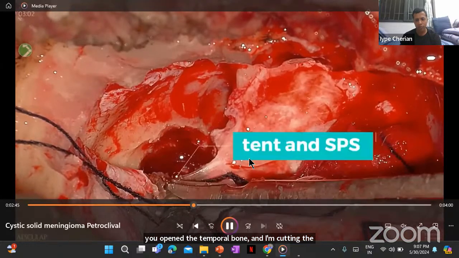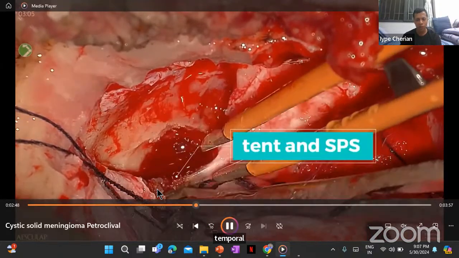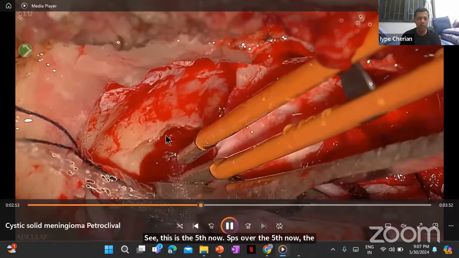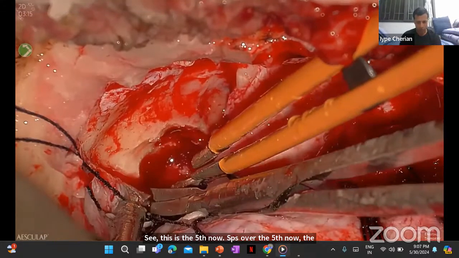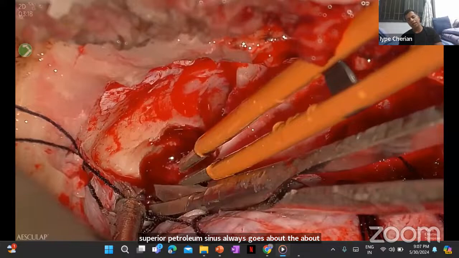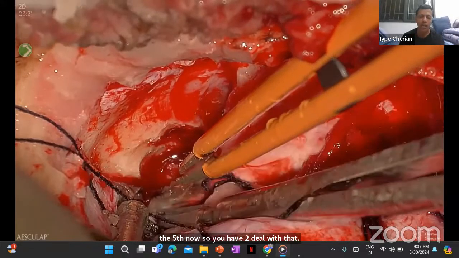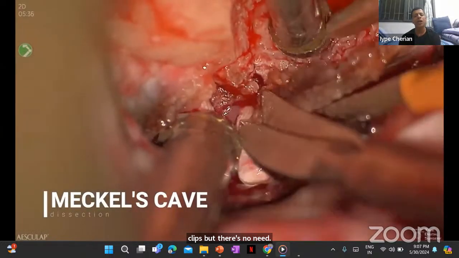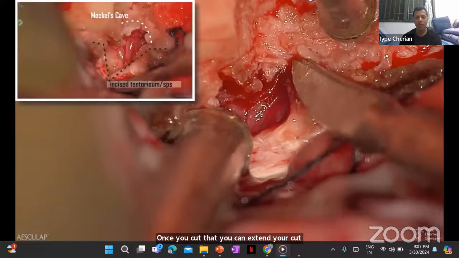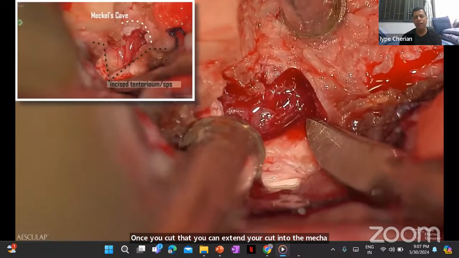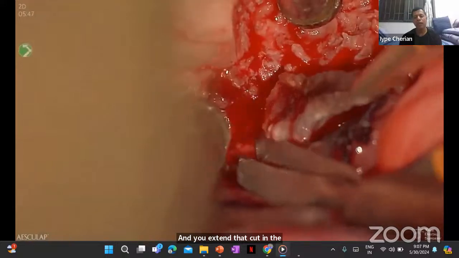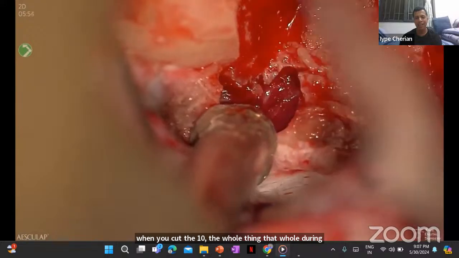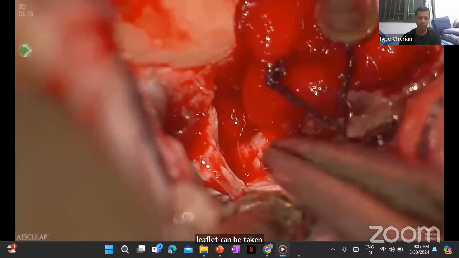See, this is the fifth nerve. SPS over the fifth nerve. The superior petrosal sinus always goes above the fifth nerve. So you have to deal with that. Earlier, we used to put Liga clips, but there's no need. Once you cut that, you can extend your cut into the Meckel's cave. And then when you cut the tent, that whole dural leaflet can be taken anteriorly, and you get quite a lot of space there.